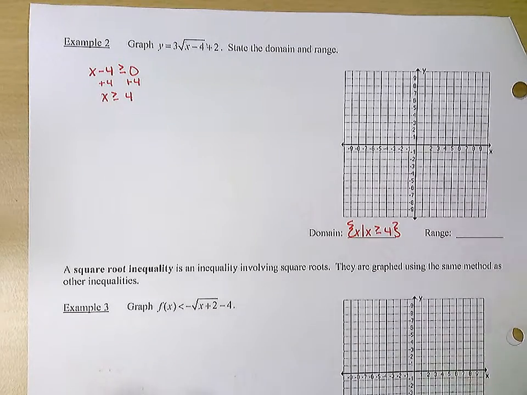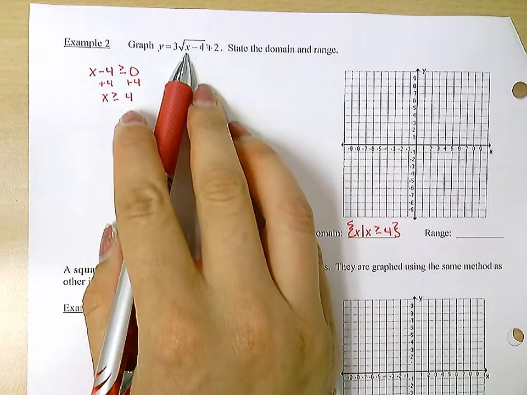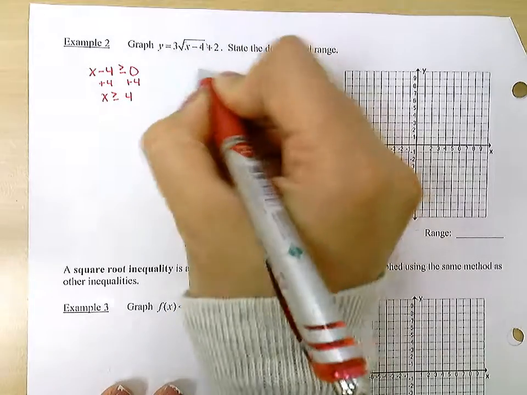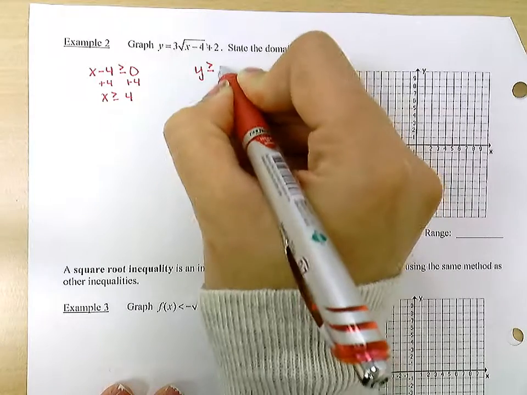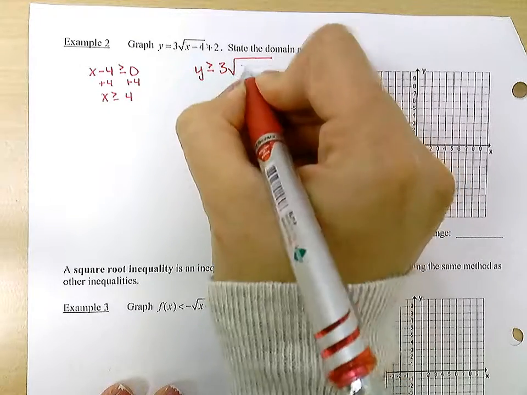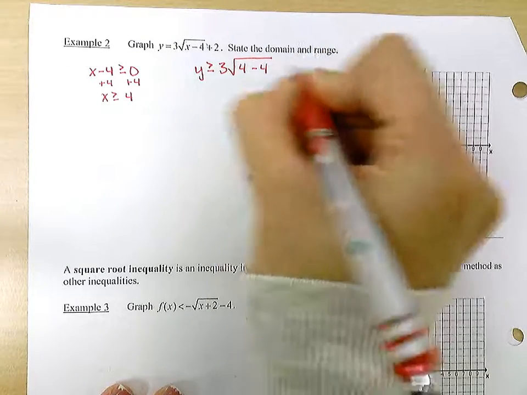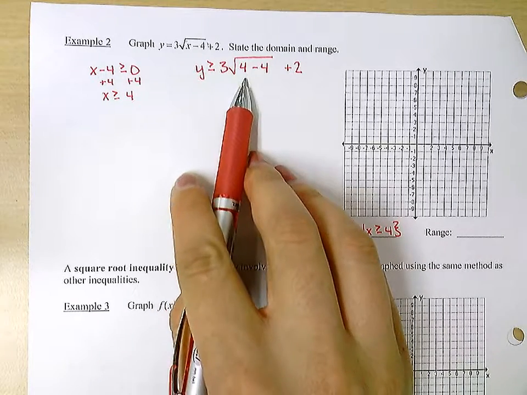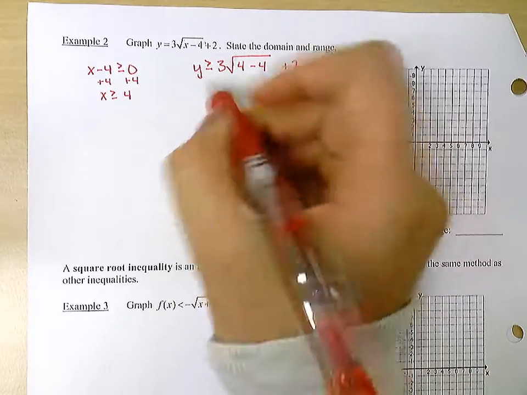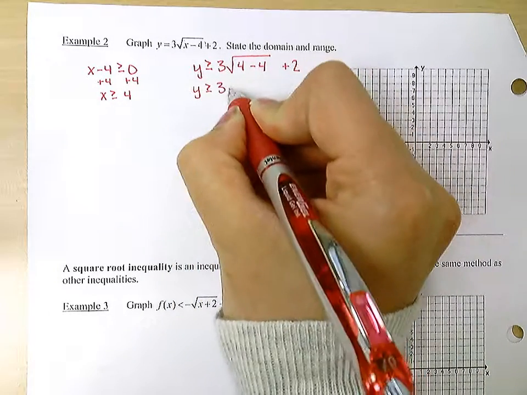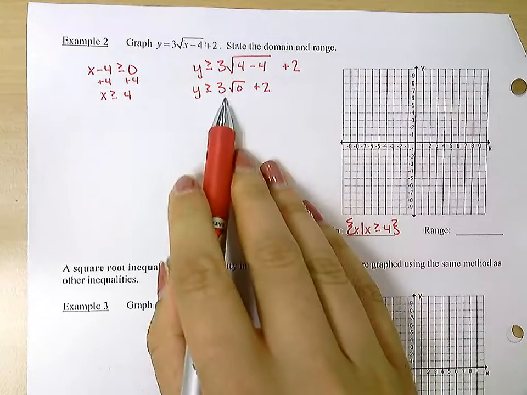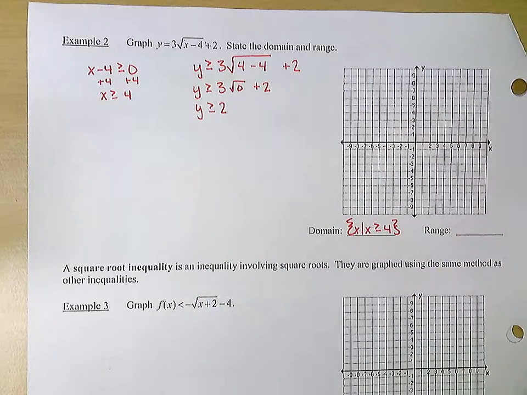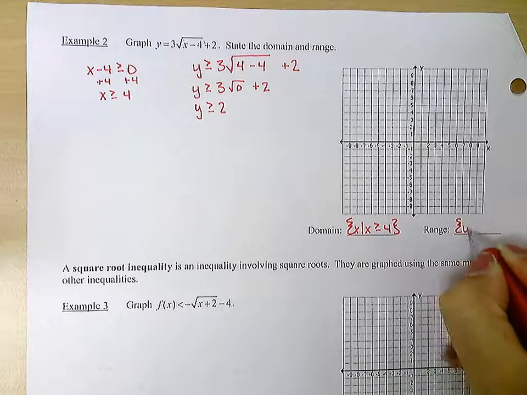Next is our range. So again, I'm going to plug in 4 for x in my function here to find my range. Since my outer number right here is positive, I know my y values have to be greater than or equal to that function. Plugging in 4 for x, and then add 2 on the end there. Now when I do this, I should always get 0 underneath my radical. So we have 3 times the square root of 0 plus 2. 3 times 0 is 0. So y has to be greater than or equal to 2. And I can write that as my range.